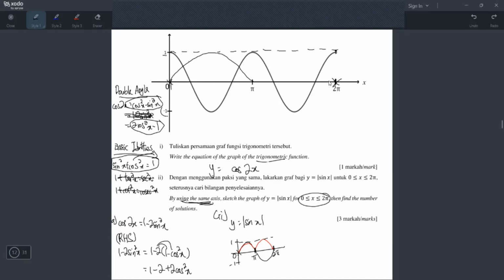But since it's modulus, that's why the whole thing reflects up like this. It was so ugly. But please don't draw like this. No. The curve is like this one, all right? So like this, right? Let's draw from here.